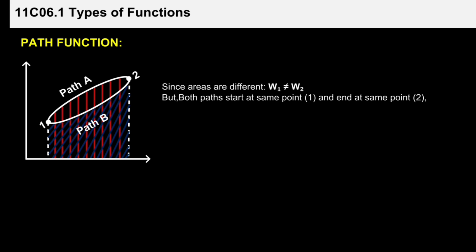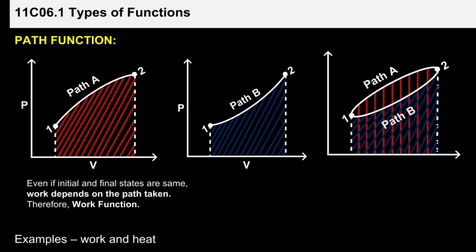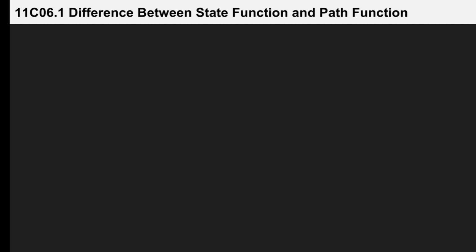But both paths start at the same point, that is point 1, and end at the same point, that is point 2. So now we can conclude that even if the initial and final states are the same, the work done depends on the path taken. Therefore, work done is an example of a path function. Another example of a path function is heat. So next is the difference between state function and path function.